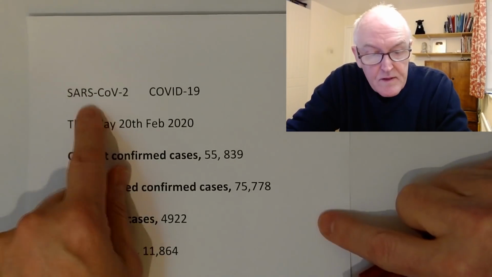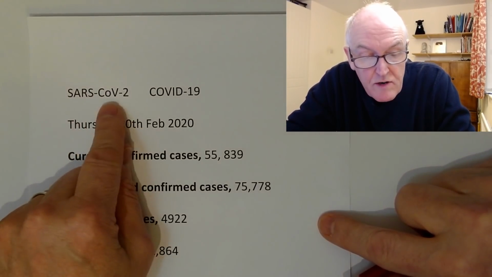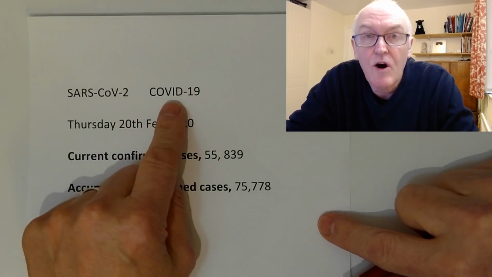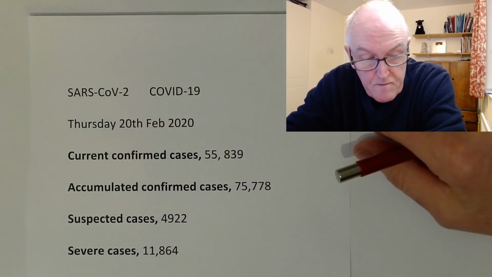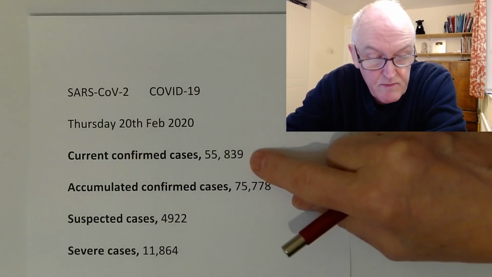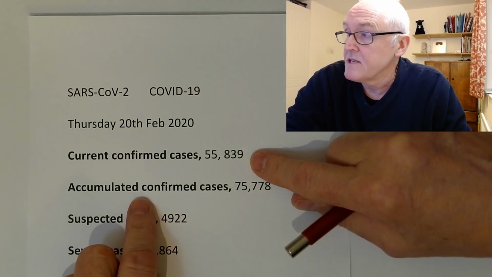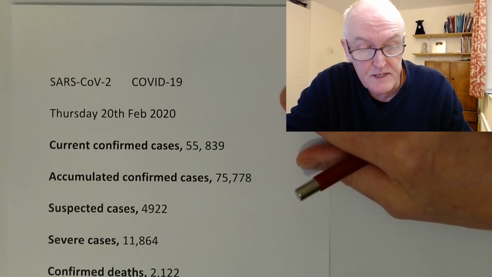So SARS coronavirus 2 is the virus, COVID-19 is the disease. Thursday the 20th of February. Now, current confirmed cases and accumulated confirmed cases. Now, some of you weren't too sure about this.